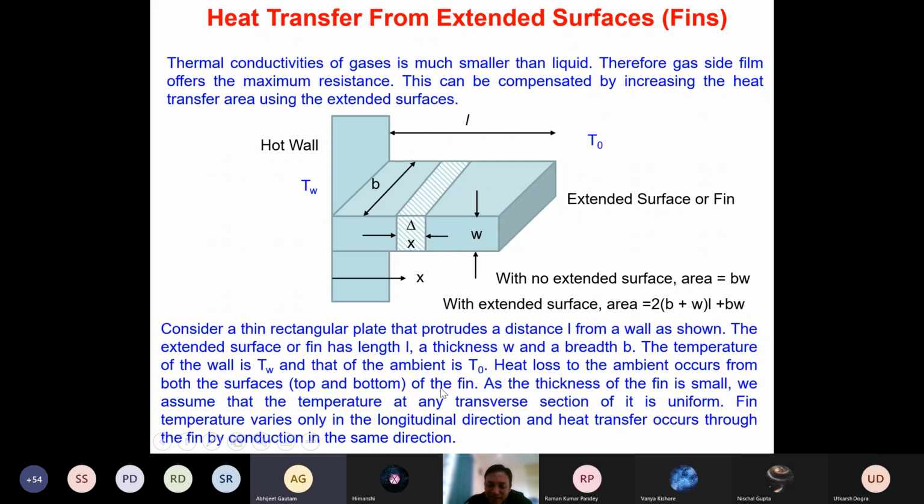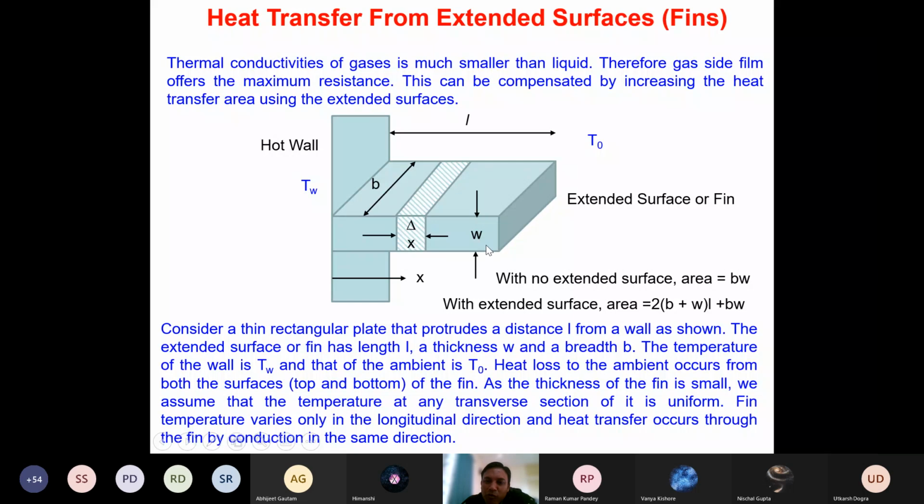No, sir. Could you explain it again, please? Okay. So ultimately, out of all these surfaces, which surfaces are more responsible for heat dissipation? This top surface and the bottom surface. Do you all agree? Yes, sir.